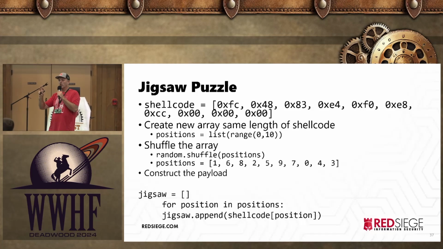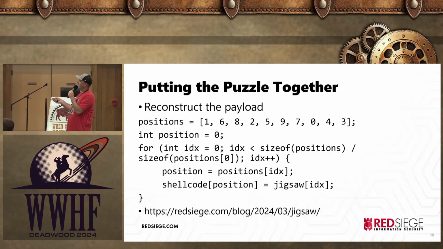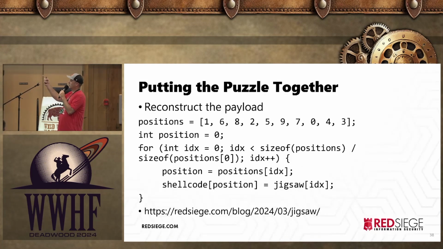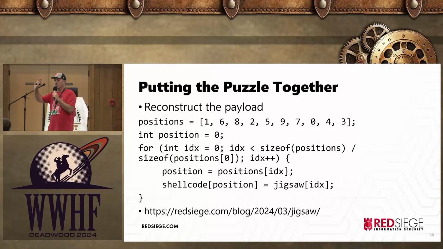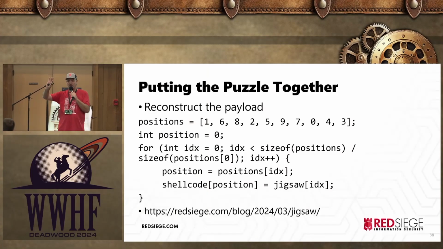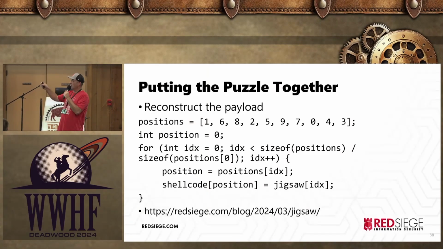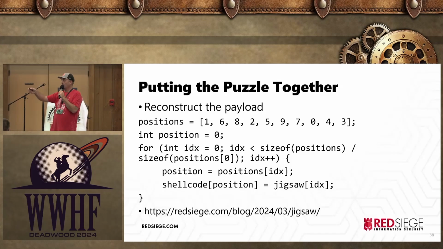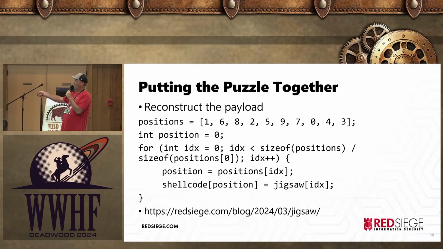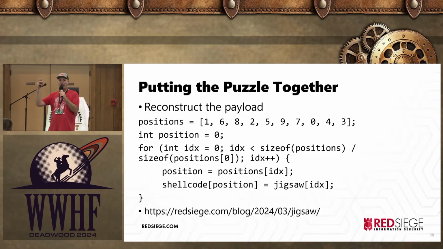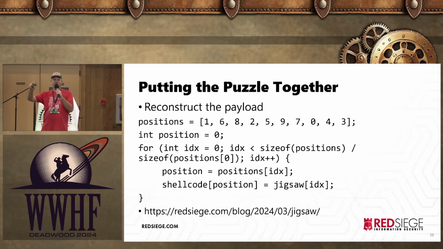And now my shellcode loader has my positions. I actually should have the Jigsaw in here, but I don't. But the Jigsaw, which is the obfuscated shellcode, and my map, which is like the picture on the front of the box, the positions list. And I just reverse that process. I read from positions, I grab the shellcode byte that is at that position, and then I insert it into the new shellcode array at this position. And now, so I don't build it linearly.